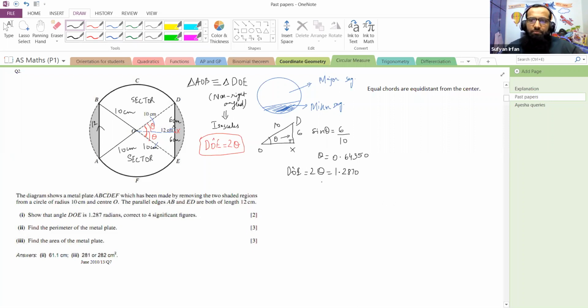1.2870. Correct to 5 SF, this is 1.287, but the examiner has asked us to give it in 4 SF. In 4 SF, let's write the higher accuracy value, 1.287002218. I've written the entire exact thing that my calculator showed. And when I write it in 4 SF, it is 1.287 radians. So this will be my answer to part number 1.